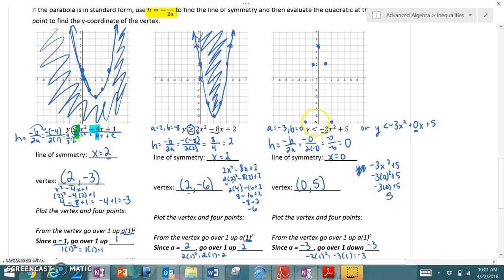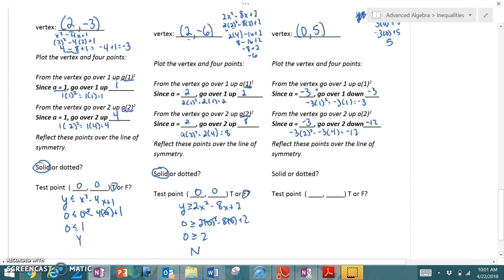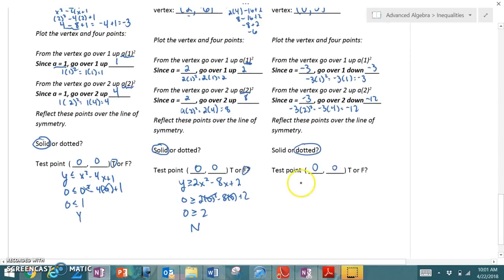Next I have to decide if it's solid or dotted. Because it's just less than, it's going to be dotted. So I draw a dotted parabola through those 5 points. And then last but not least, I can still use 0, 0 as my test point because it clearly falls inside of the parabola. So we did a dotted line, testing 0, 0. And again, my inequality I should say, is y is less than negative 3x squared plus 5.